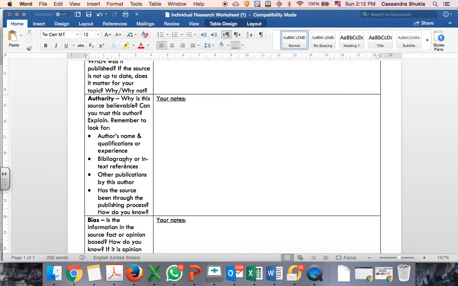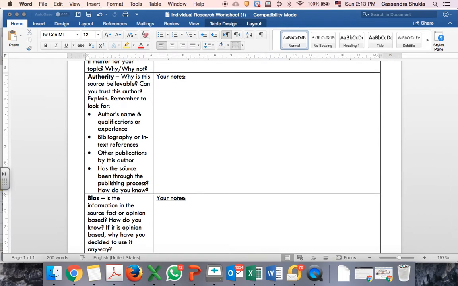Next, tell me if they use references on the source that you're doing. What this means is, in the website, does it list where they've borrowed information from? Does it tell you where they found their information? One good example of this is on Wikipedia. On Wikipedia, there's those little blue numbers that tell you where it came from.